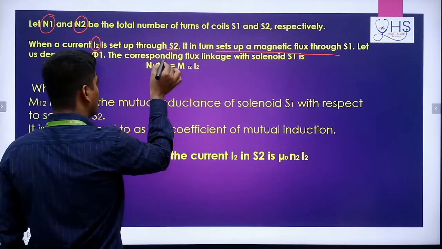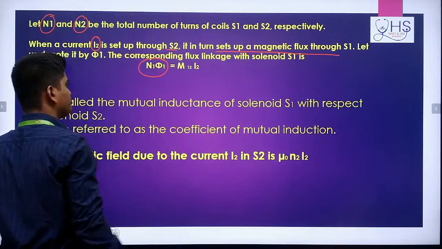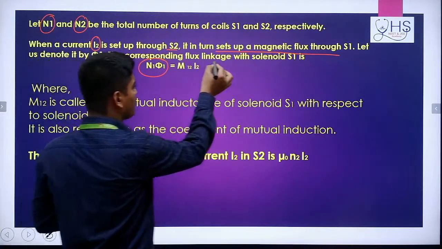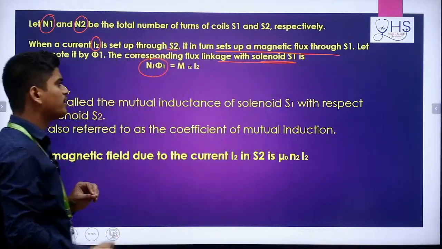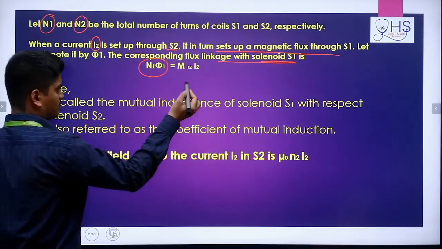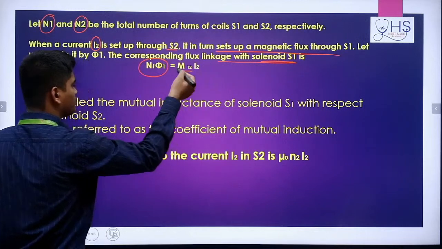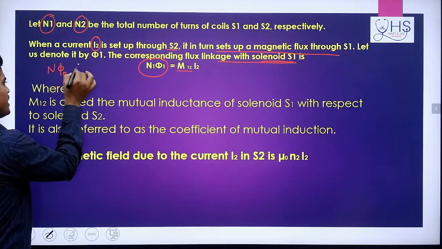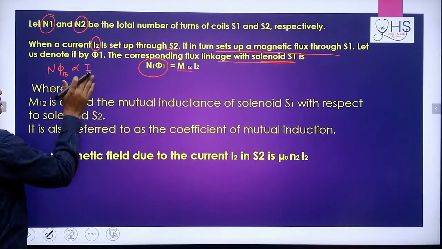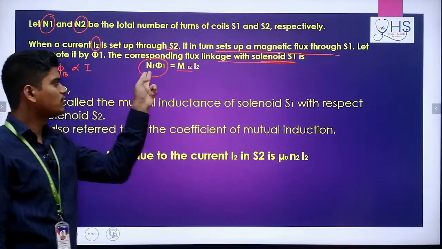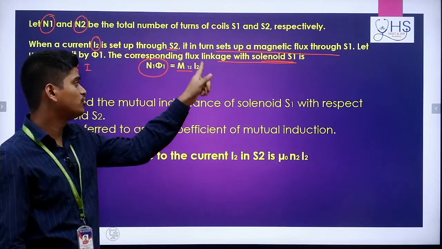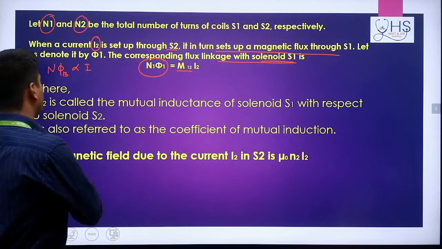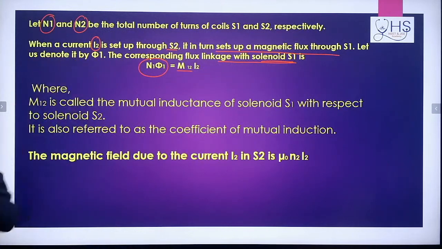And here I can write now what is my N1 phi 1. Now N1 phi 1 is the total flux linkage in my coil 1, or solenoid 1. My solenoid 1 is M12 I2. This one already I told. So the total flux is directly proportional to I. This one already I discussed. So in coil 1, what is the total flux? Now it depends on the current in coil 2. And one proportionality constant, that is called the coefficient of mutual inductance.